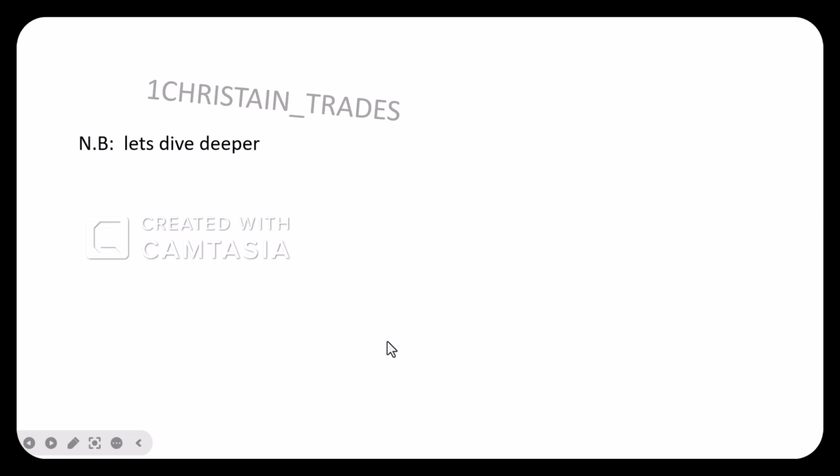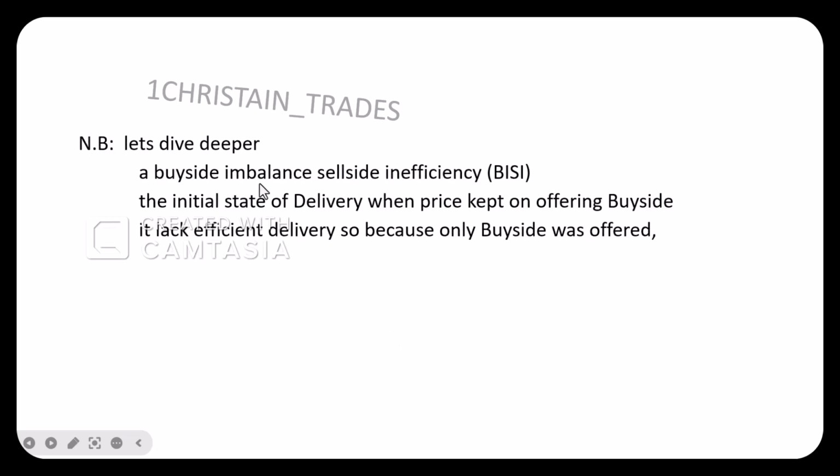Let's dive a little bit deeper. A buy side imbalance, sell side inefficiency, which is a BC, starts when price keeps pressing higher. Let's say we are buying now, so price kept on buying like that. It was creating those gaps, those imbalances in the market, which created a bullish imbalance right there.